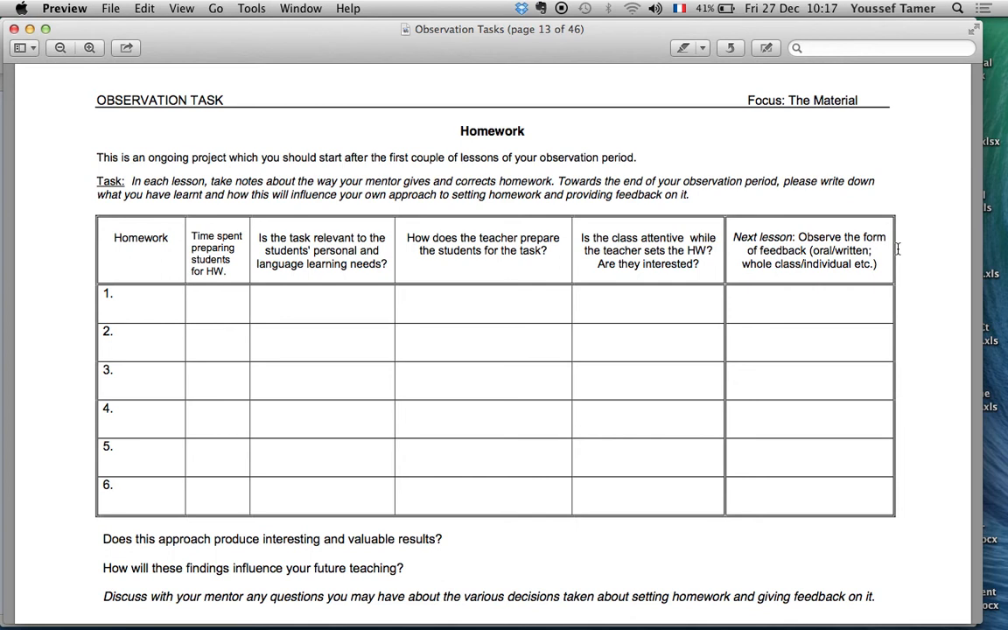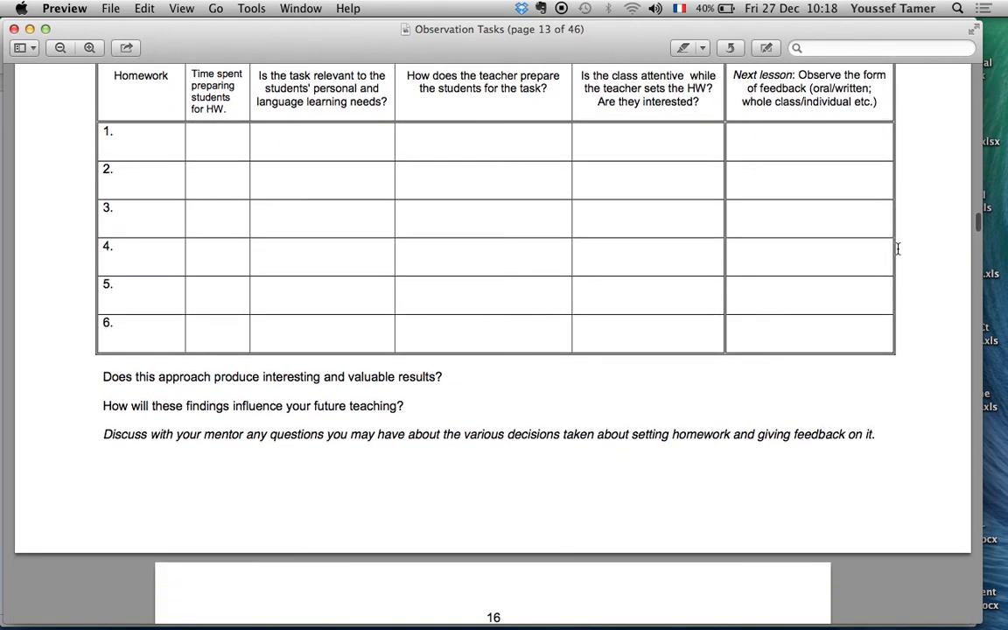Is the class attentive while the teacher sets the homework? Are they interested? Next lesson, observe the form of feedback: oral or written, whole class, individual, different types of providing feedback for the homework. The teacher can choose one of these. Either he can provide oral feedback in the next class, or can provide a written one. Whole class, yes, I noticed that for everybody. And then individual, focusing on the individual students. So you try to provide some comments in there.